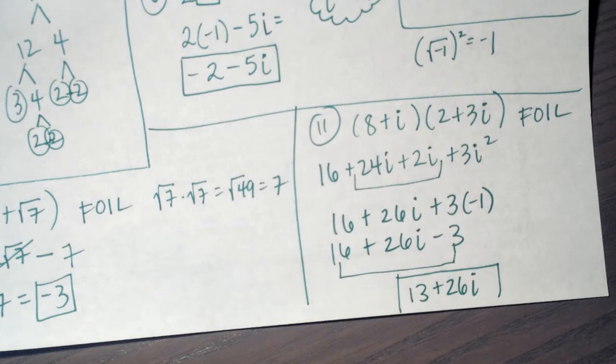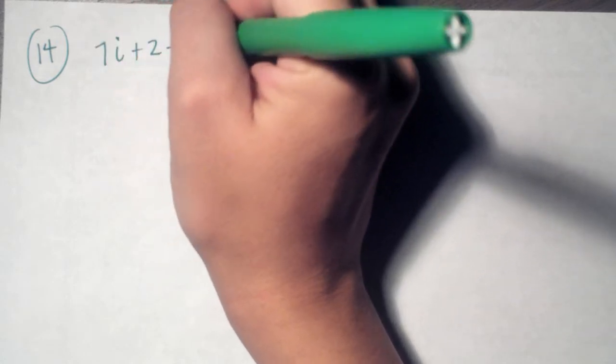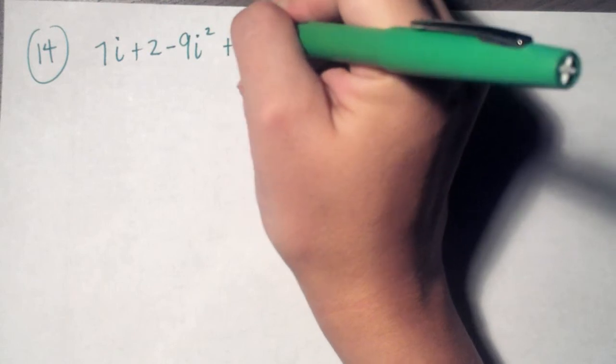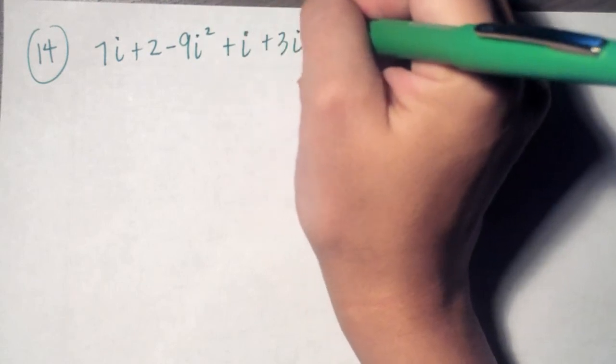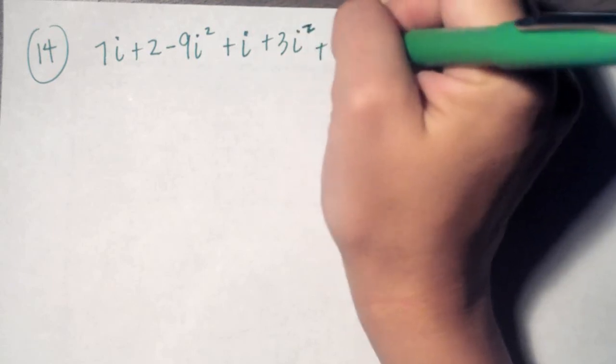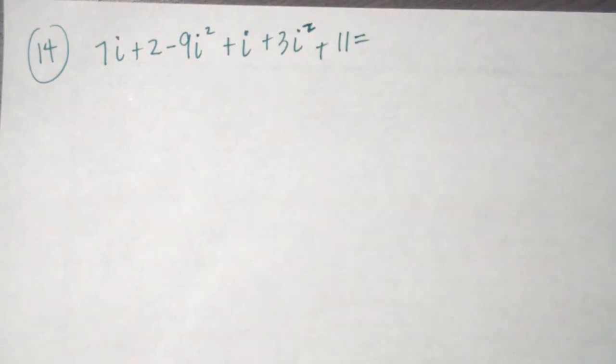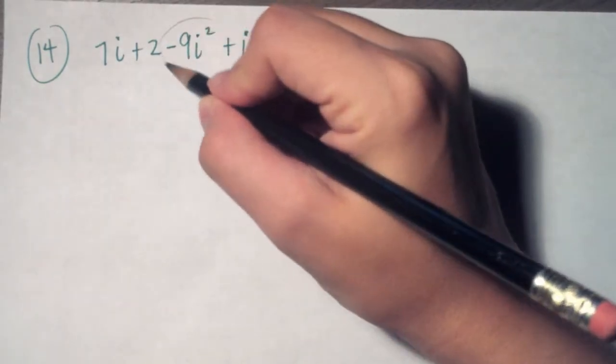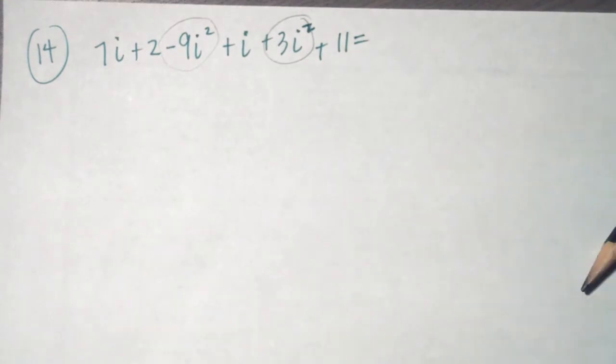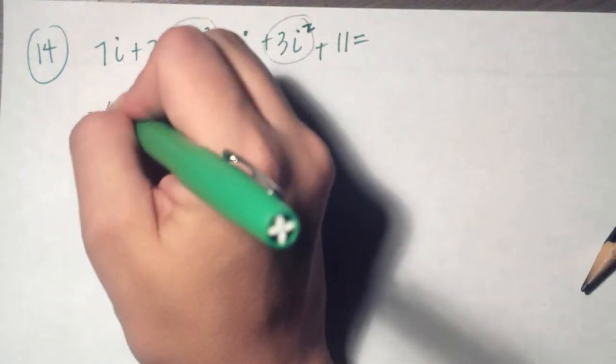Alright, last one we're going to do is number 14. This one's a little bit different. You have 7i plus 2 minus 9i squared plus i plus 3i squared plus 11. They're asking me to simplify. Now we're not multiplying at all. Right here we are just adding, we're simplifying. So what I'm going to do is combine like terms. Pretend your i's are x's. I have an i squared and an i squared. So negative 9 plus 3 is negative 6i squared.